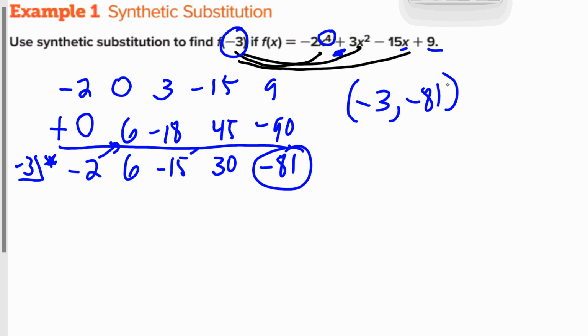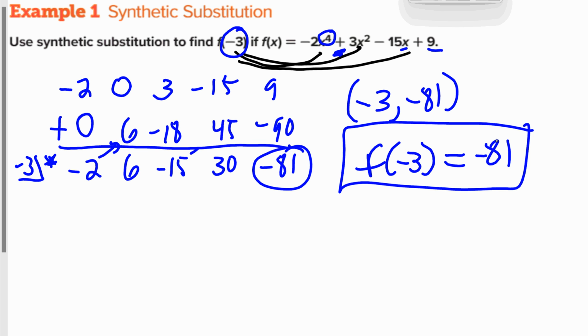But here's how I write these answers. F of -3, meaning when I plug in -3, my answer is -81. So that's the remainder theorem, finding your y value when you're given an x.